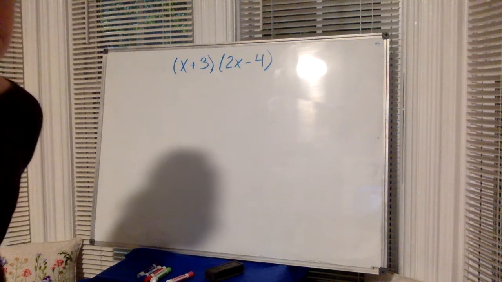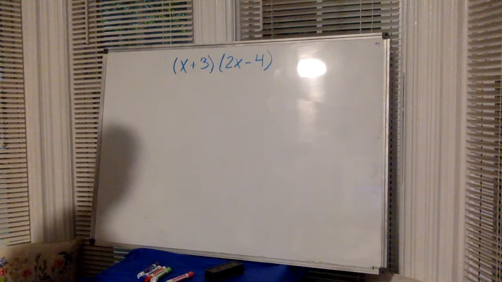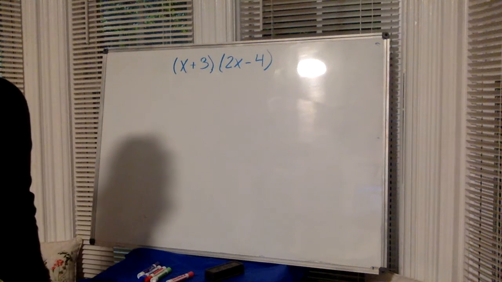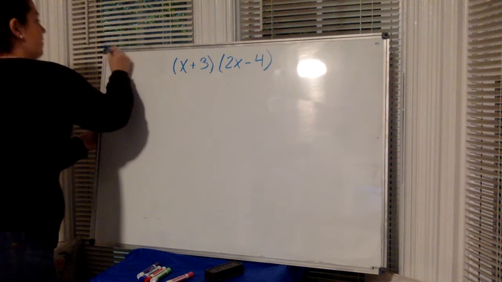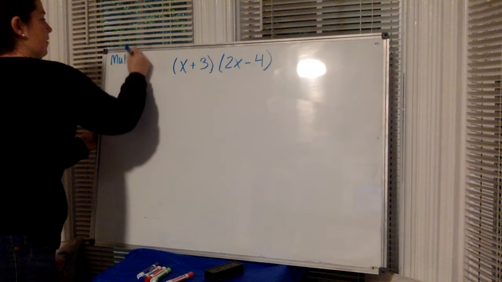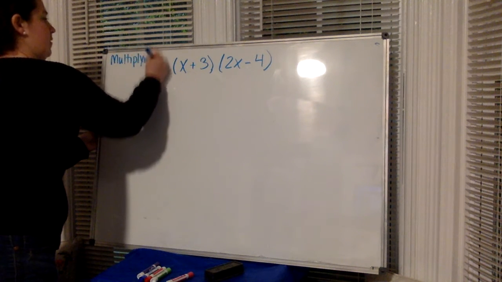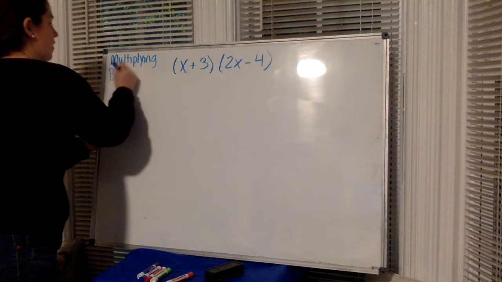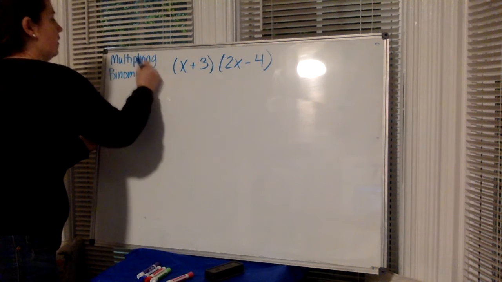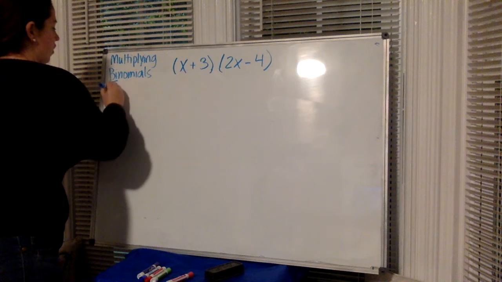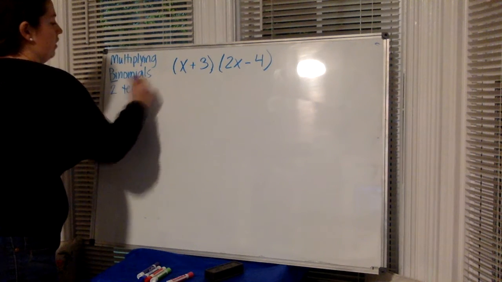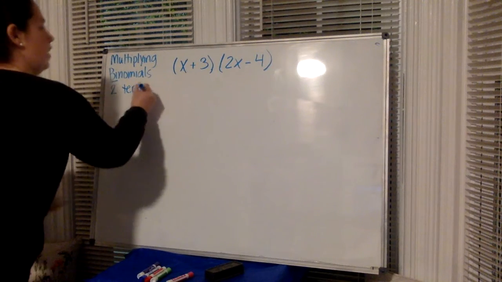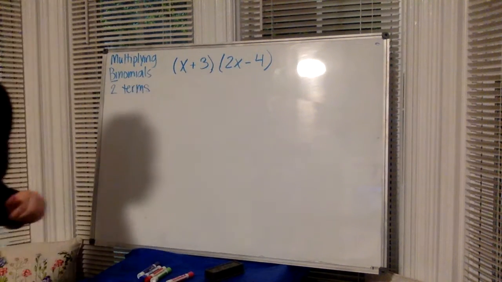Okay, we're going to look at multiplying binomials using the FOIL method. So we are multiplying binomials, and binomials are expressions with two terms. That's why they're called binomials. So each of these expressions has two terms.